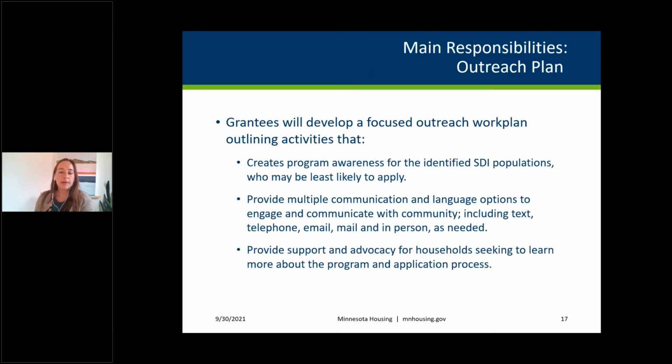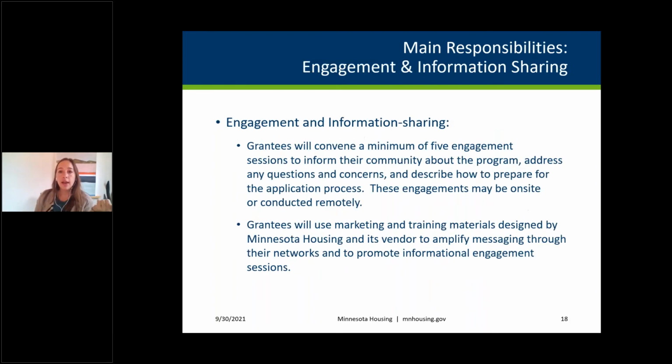And then I'm going to skim through this. Again, this is in the application itself, but the responsibilities of having an outreach plan. I wanted to highlight here the need to be able to communicate with people that speak languages other than English. The engagement for information sharing is really, really critical.